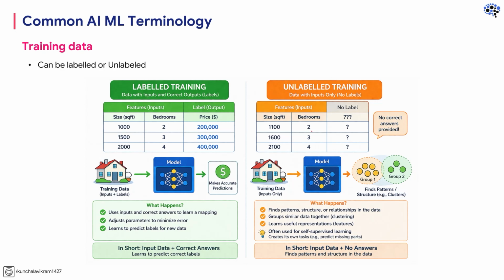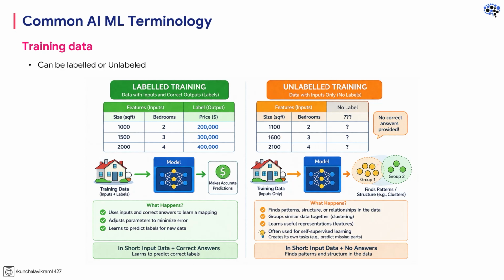And coming to unlabeled data, we have the inputs but we don't have the label, right? So I just have the square feet and number of bedrooms, but I don't know the price. So in this case, instead of giving you the final answer, because it doesn't know what the final answer is, the model will try to find patterns based on the inputs. So it will form the patterns. For example, I have tons of inputs that I fed to the model during the training.